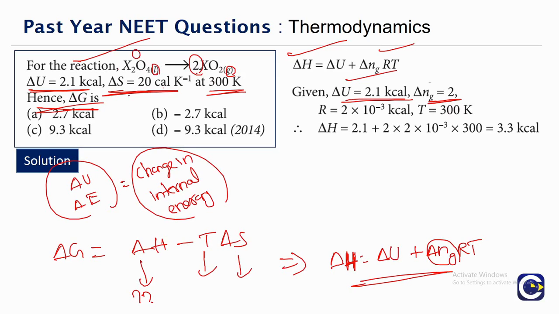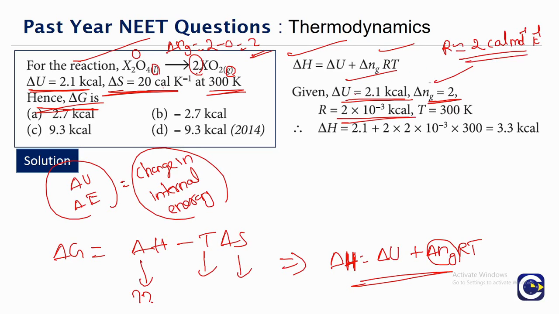So what are we going to take? On the reactant side, the number of gas moles is 0. So delta Ng will be equal to 2 minus 0, which is equal to 2. Okay? And in the formula R comes. The value of R in terms of calories is approximately 2 calories per mole per Kelvin.